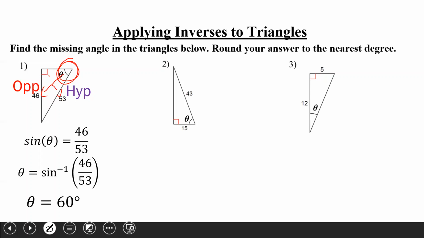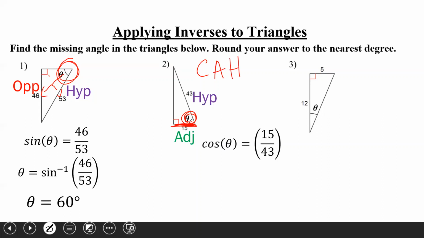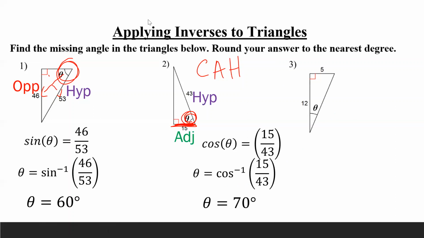Okay, so number 2. Again, circle your angle. Mark what you know in relationship to your angle. 43 is your hypotenuse. It is across from the 90. And then here, my other side, my neighbor, the short leg, is my adjacent. So which one's using adjacent, right? Cosine. Cosine is adjacent over hypotenuse. So 15 over 43. Then what do we do? To get theta by itself, got to take the inverse. And you should get 70 degrees.